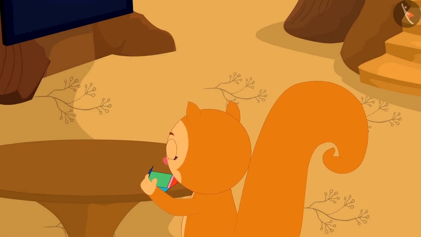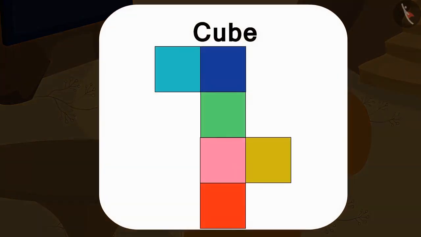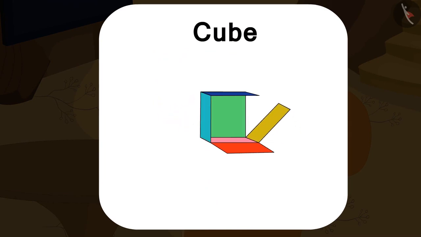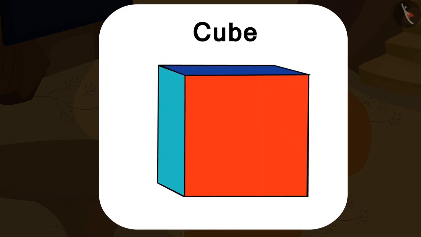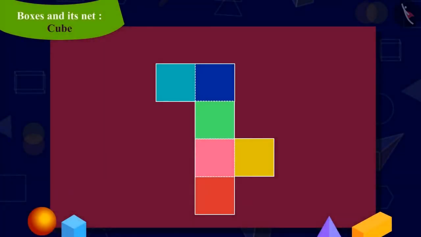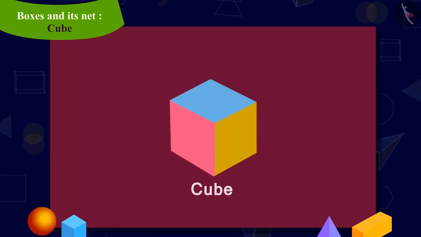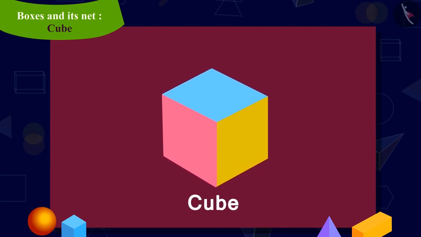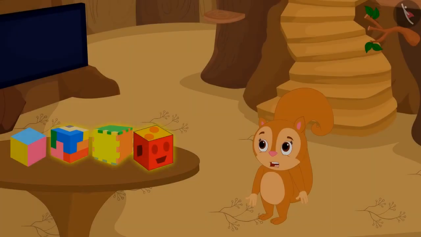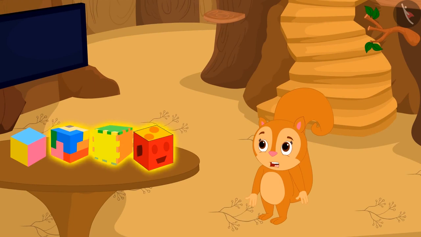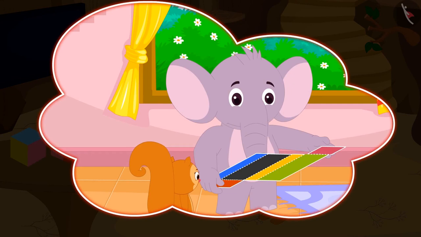Let's see if your answer is correct or not. Chanda cut out the shape and began to fold it this way. Well done, kids! Your answer is absolutely correct. This shape is the net of a cube. And see that a box for Chanda is ready. Now Chanda has to make three boxes for the toys. Chanda remembered that Appu told her that more than one net of every three-dimensional shape is possible.